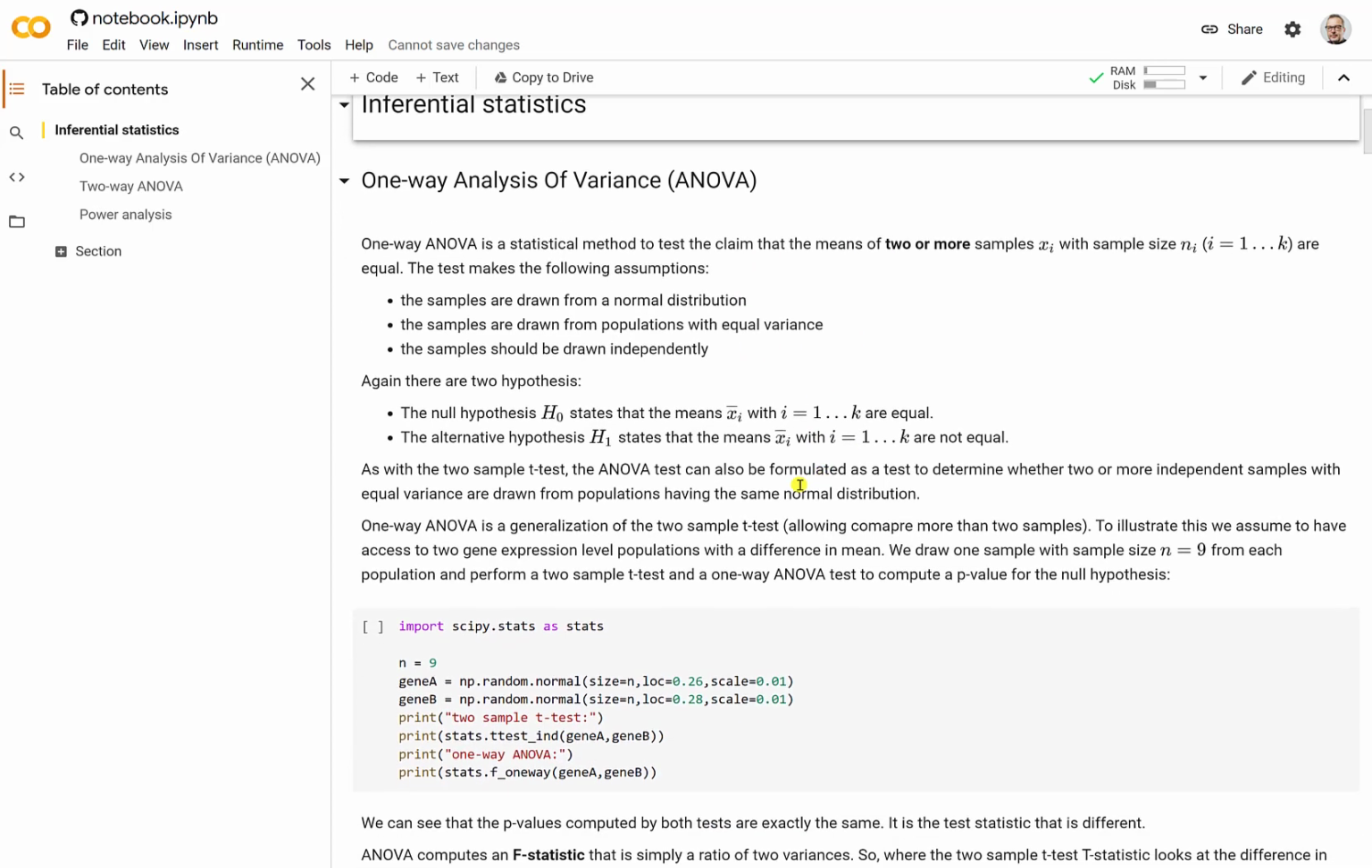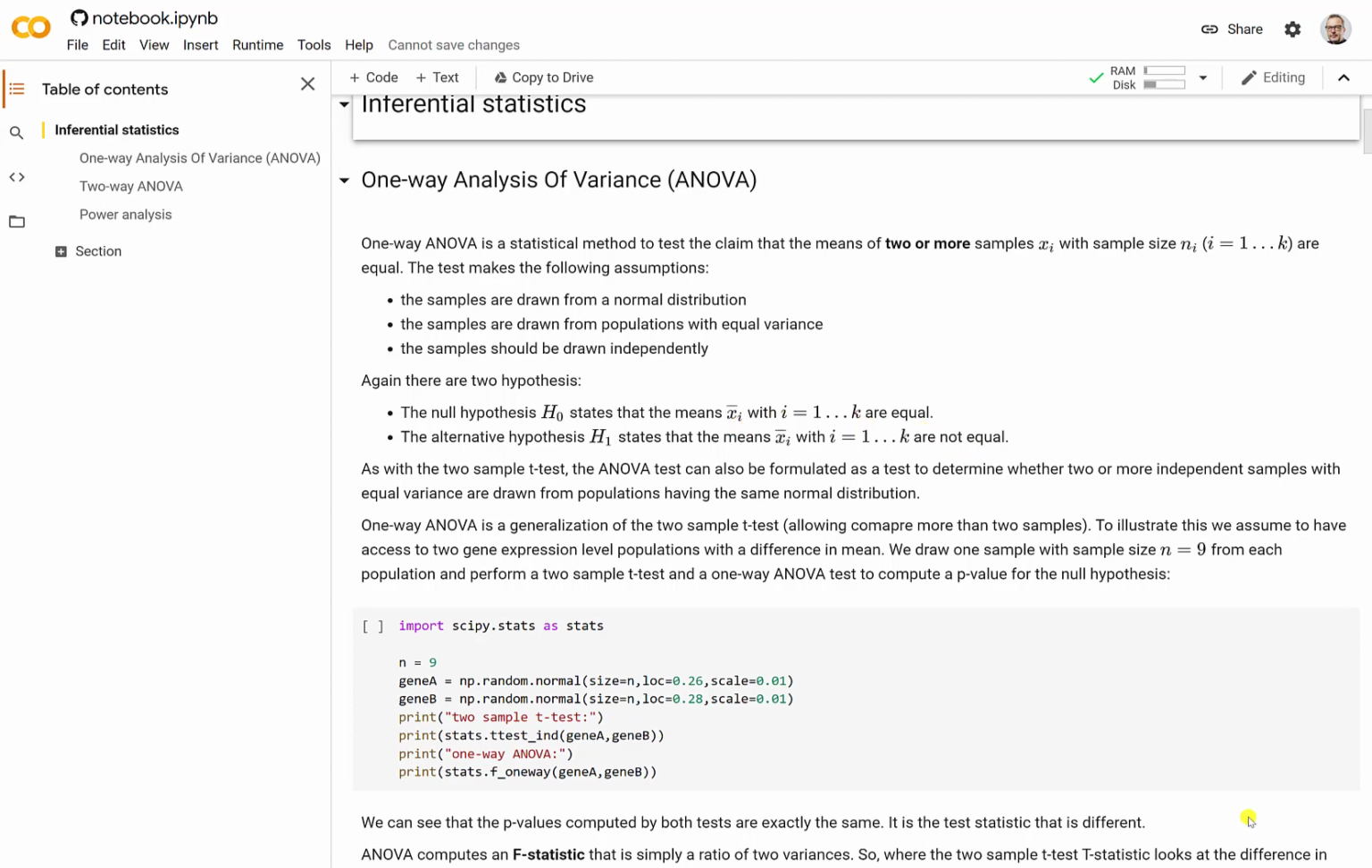We have two hypotheses. The null hypothesis states that the means are indeed equal, and then we have the two-tailed alternative hypothesis, which states that they are not equal, which means that one of them is not equal, or two of them, we don't know. We just know that they are not equal.